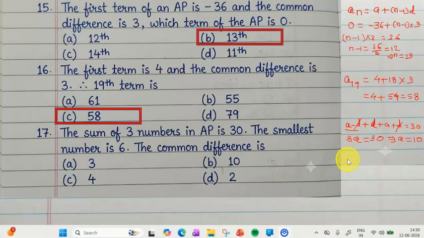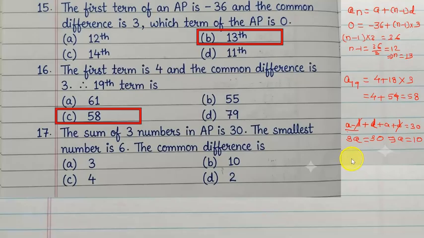Here the first term is the smallest term and it is 6. Means a minus d is equal to 6. The value of a is 10, so 10 minus d is equal to 6. It implies that 10 minus 6 is equal to d, and hence d is equal to 4. Hence option C is correct here.